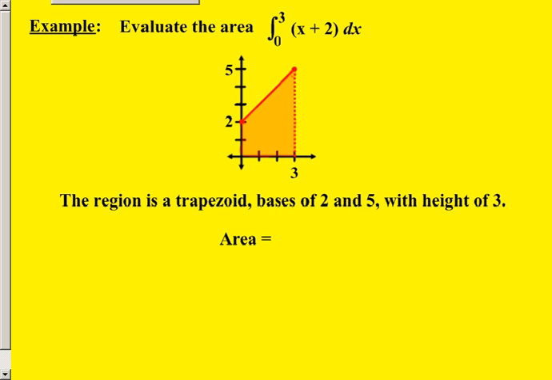Okay, well, we have a formula for that. Area equals 1/2 times the sum of the bases times the height. And simply plugging in the values that we have, we get an area of 10.5 units.